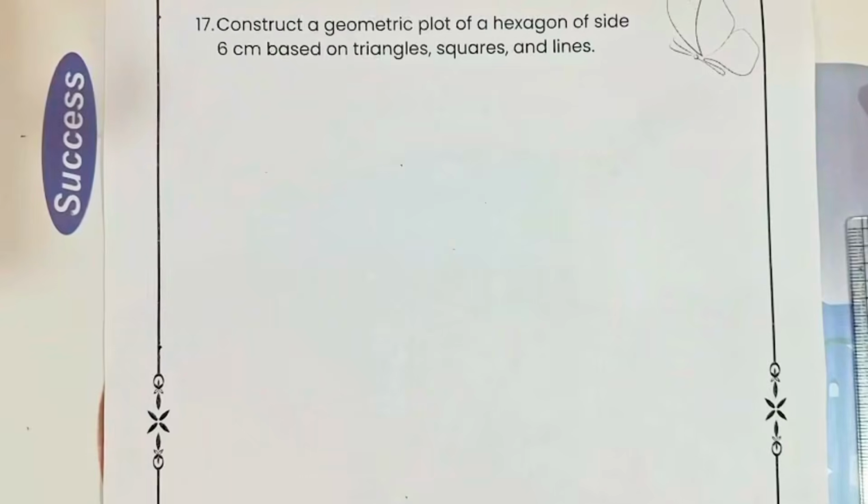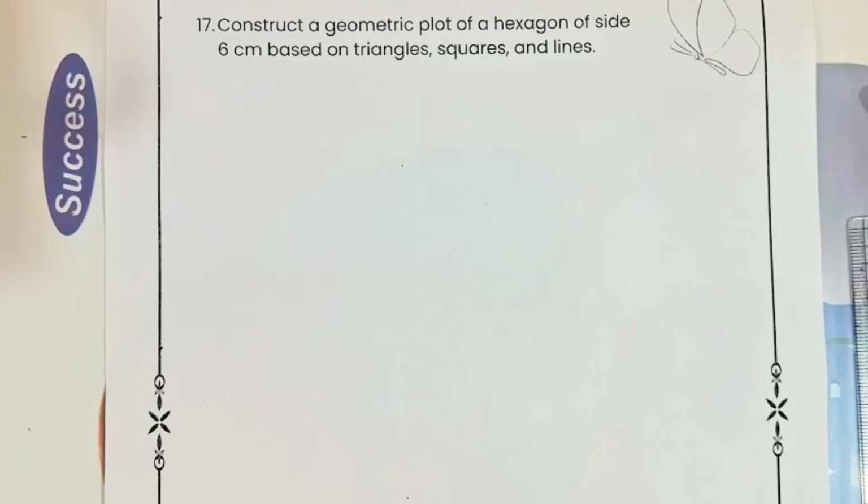Construct a geometric plot of a hexagon of side 6 cm based on triangles, squares and lines. This means you have to make a geometrical design inside a hexagon. So first of all, we will construct a hexagon, and after constructing a hexagon we have to prepare a design inside it, which should be made only by combining triangles, squares and lines.